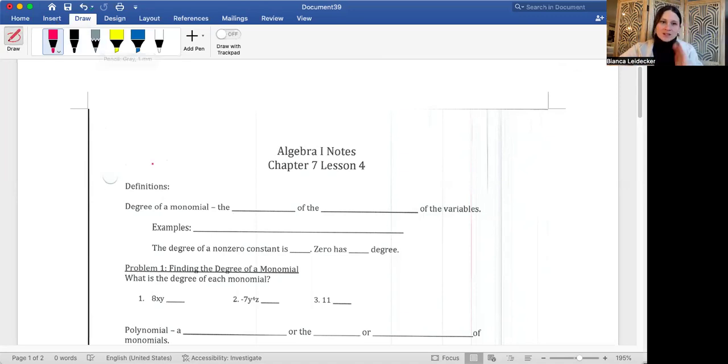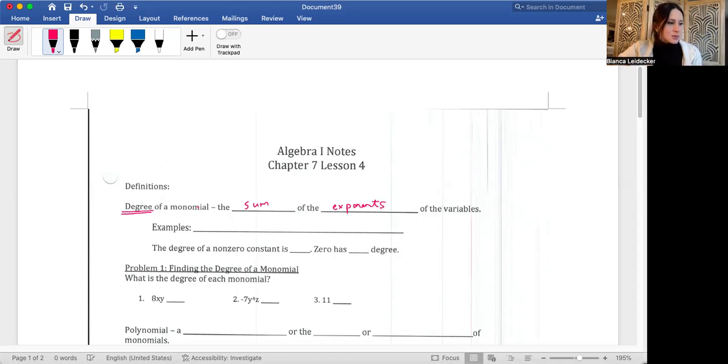So let's review. Degree of a monomial. So we're going to add on this layer of talking about degrees of a monomial. That's really the sum of the exponents of all the variables.